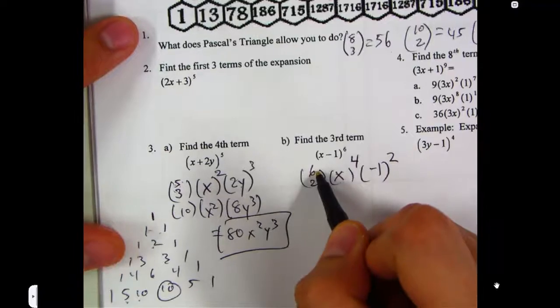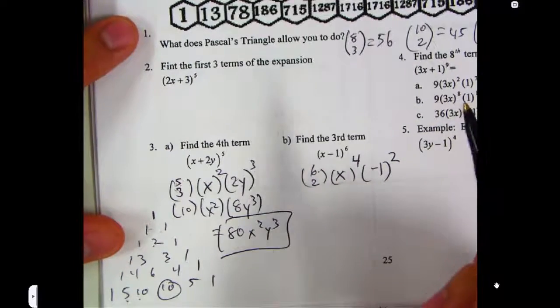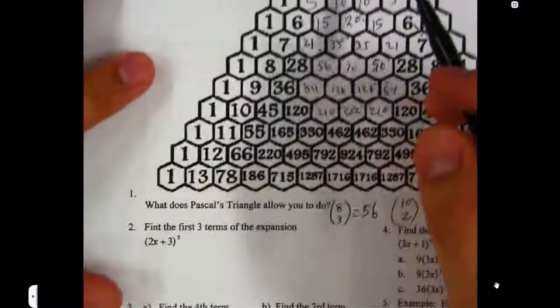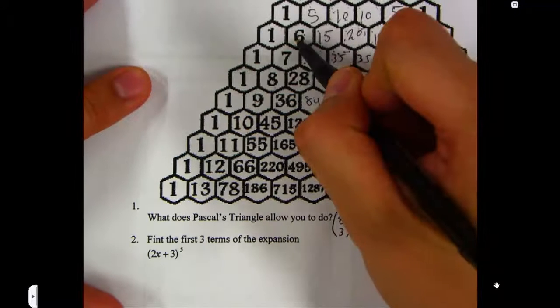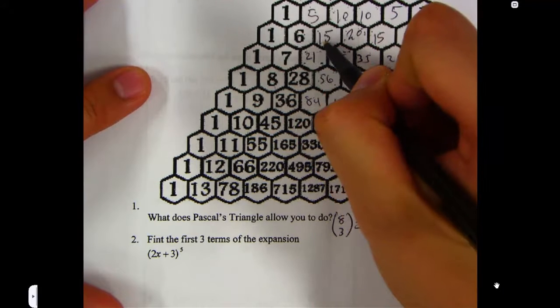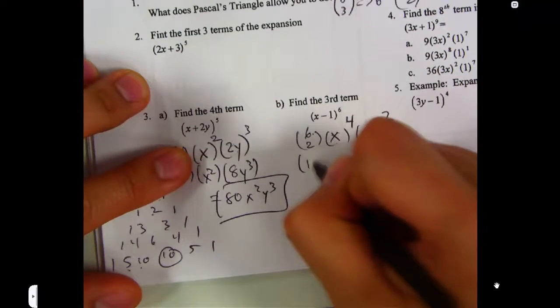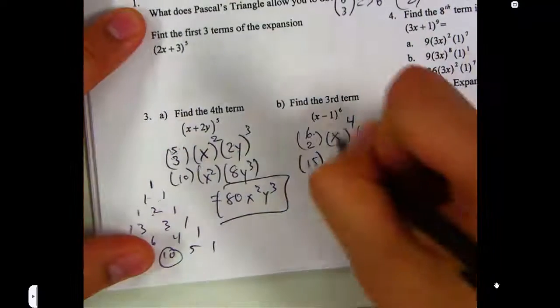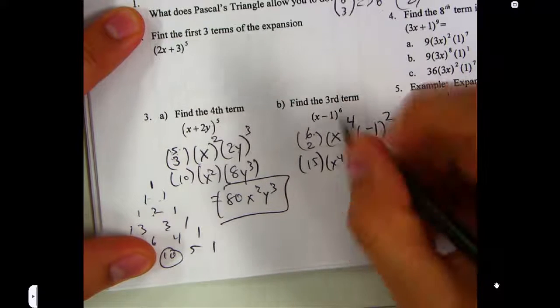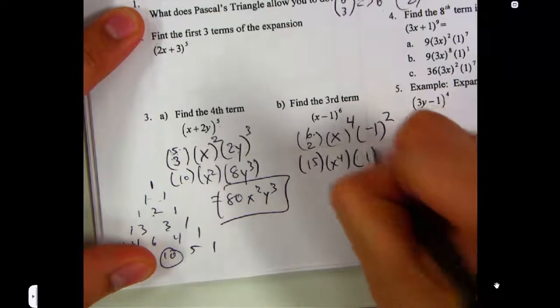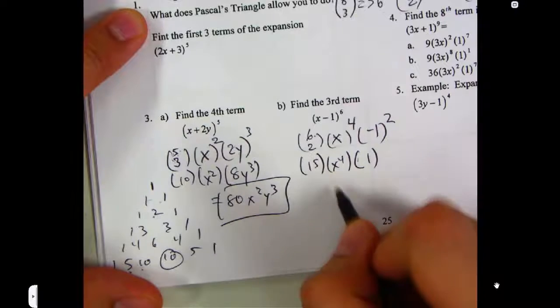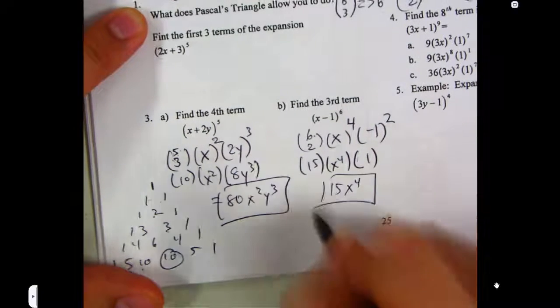Okay, so go to the 6th row and count 2. So where's the 6th row here? 6th row is right here. Count 2. So 1, 2. What number is that? 15. So 6 combination 2 is 15. X to the 4th is x to the 4th. Negative 1 squared is negative 1 times negative 1, which is 1. Okay, multiply those numbers. 15 times 1 is 15x to the 4th. That's your answer.